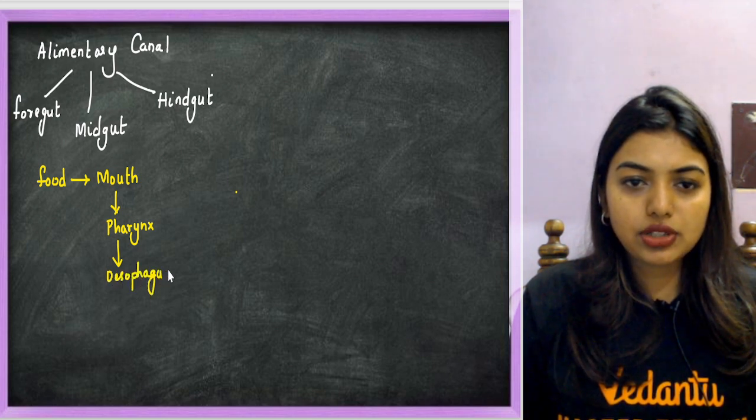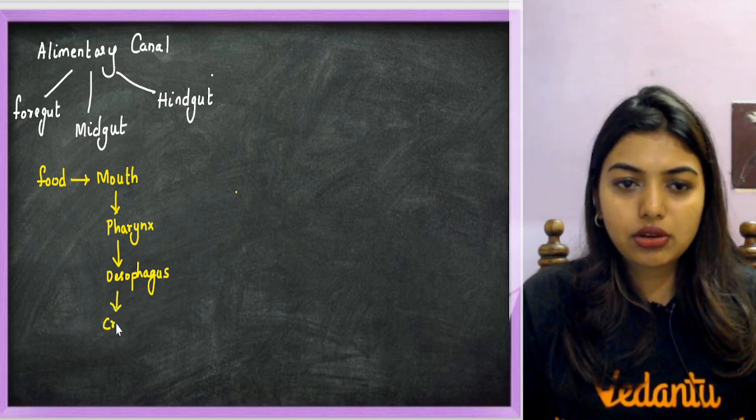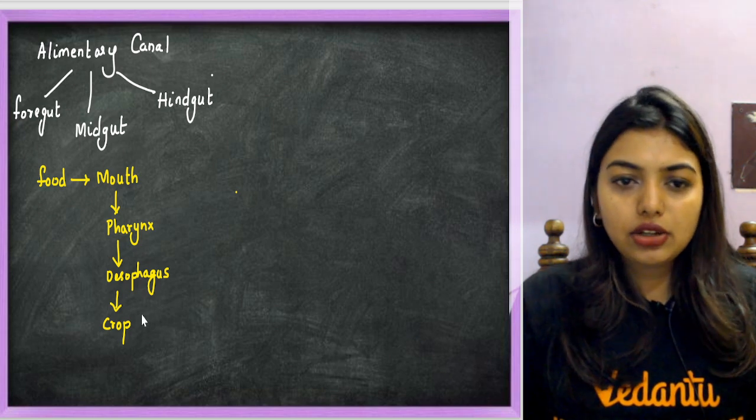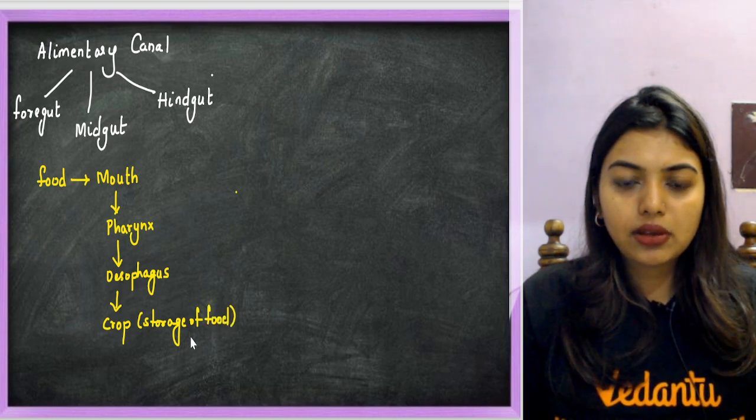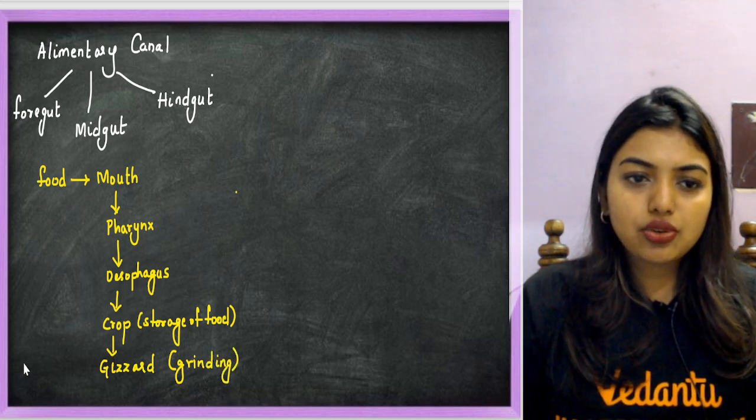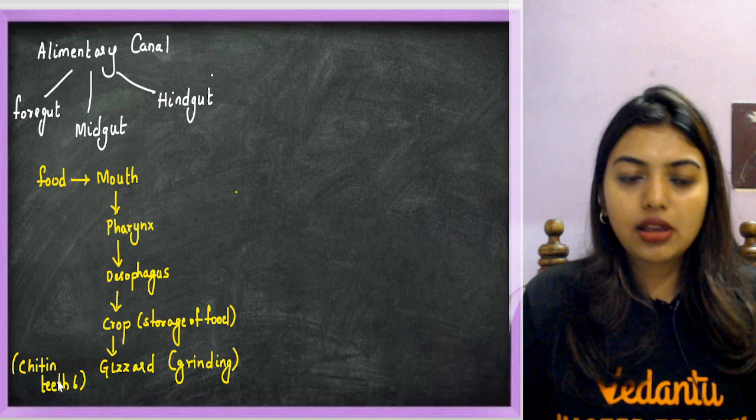This is the same for us also, right? Pharynx, esophagus. From the esophagus it has gone into a sac-like structure called the crop. In the crop, storage of food also happens. Got it? From the crop, it will come to the gizzard. Now, in the gizzard, what is going to happen? Grinding is going to happen. How is the grinding happening? Because of chitinous teeth. So you can see, the full thing is chitin. How many of them? 6 of them.